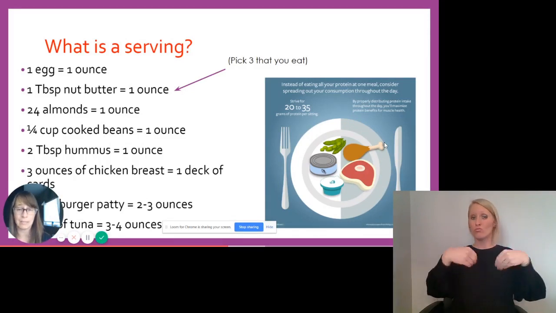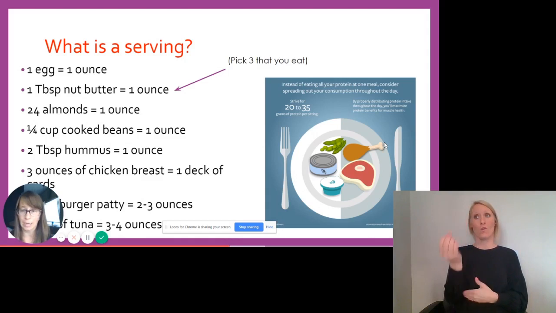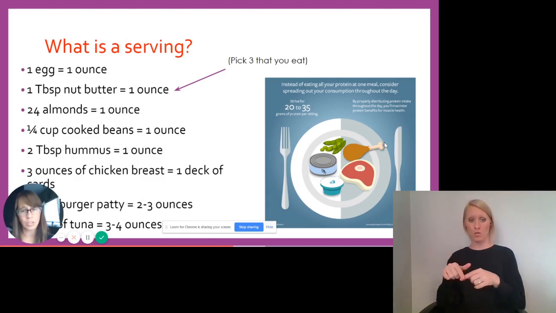Not like a deck of cards size. So knowing how much you're eating will tell you how many ounces that you're getting. Hamburger patty, depends on the size of it, but it's usually 2 to 3 ounces there. And then a can of tuna fish is roughly 3 to 4 ounces if you ate all of it that was coming in that can.